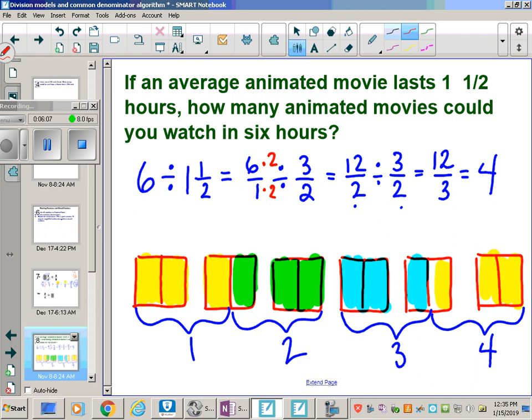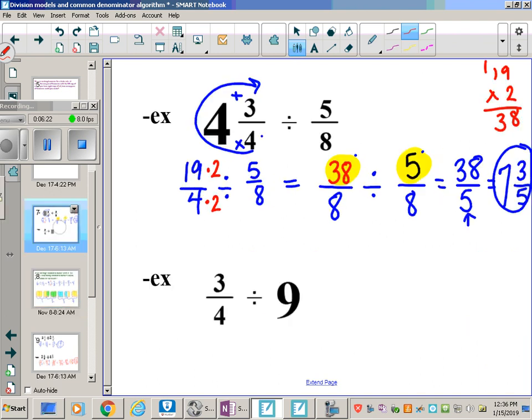And I could do a model for any one of these problems, but the model does take a while. That's the disadvantage of doing it. So that's why sometimes it's easier to know what the steps are that would do what the model is showing. So let's look at another example.